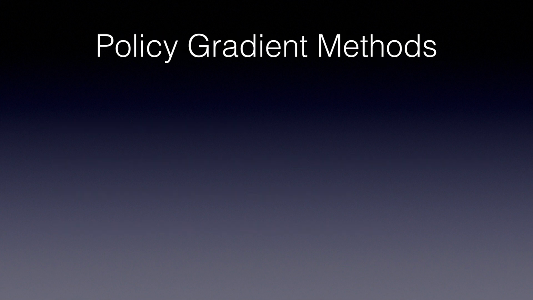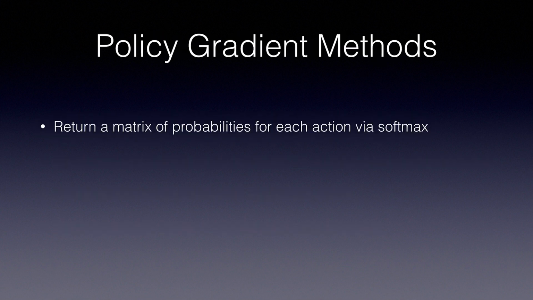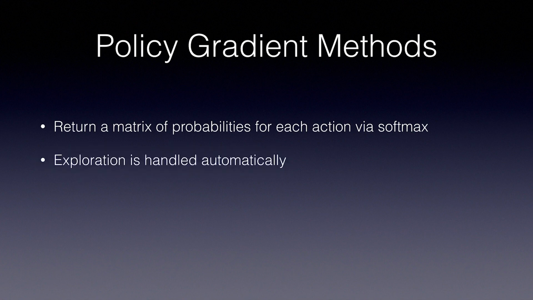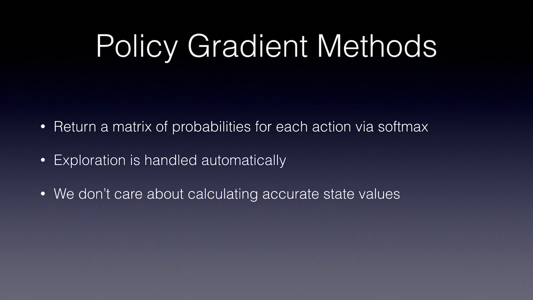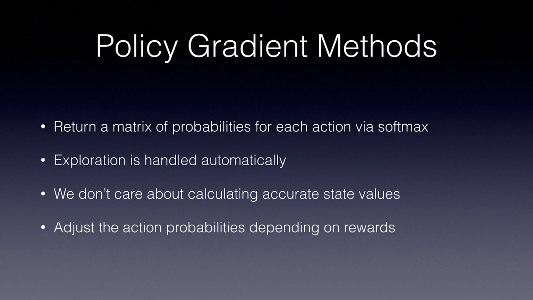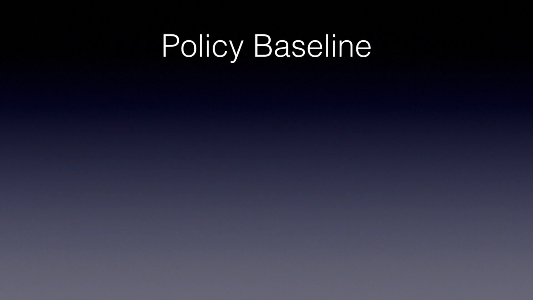Policy gradient methods return a matrix of probabilities for each action via a softmax function. Exploration is handled automatically via the return probabilities. We don't care about calculating accurate values for each state and action. Instead, we adjust the action probabilities based on whether the policy performed better or worse than expected. Which brings us to an important concept of the policy's baseline.